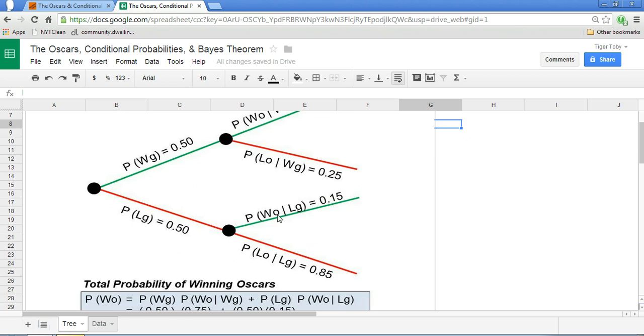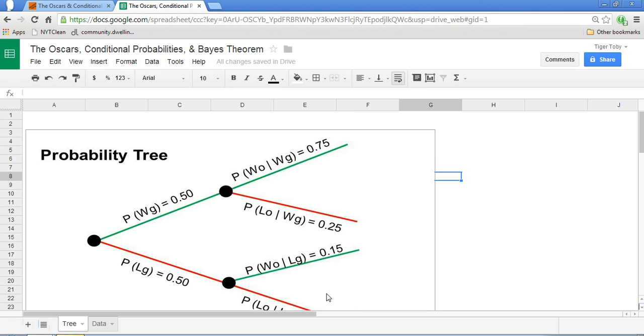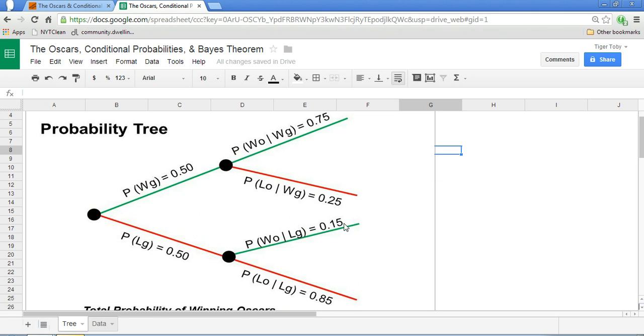Now let's explore the bottom two nodes. Well, here we go. The probability of winning the Oscars given that you lose the Golden Globes is 15%. And the probability that you lose the Oscars given that you lose the Golden Globes is 85%. So at this point, we see our tree, and we want to now understand how to calculate the overall probability of winning the Oscars.